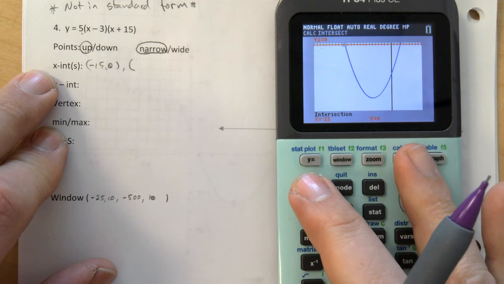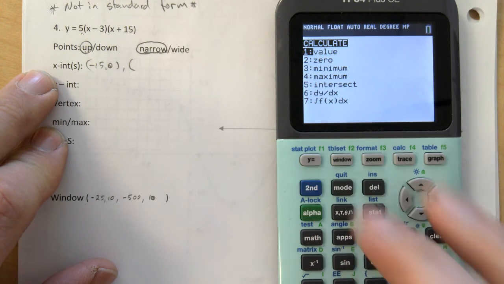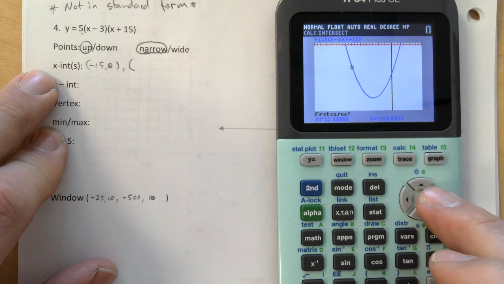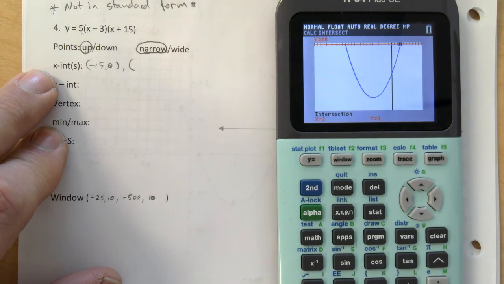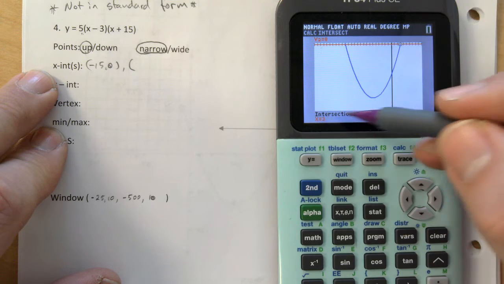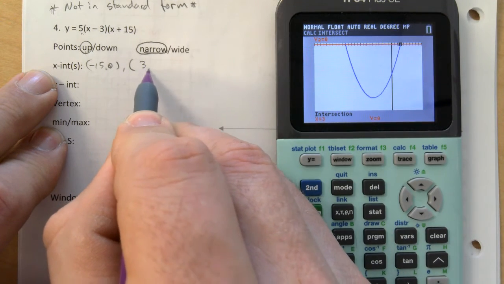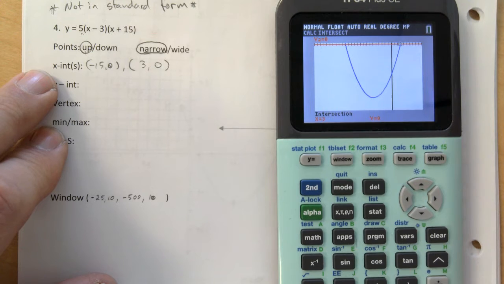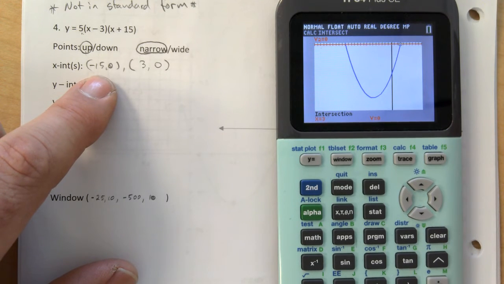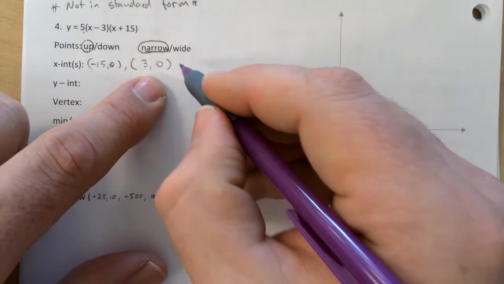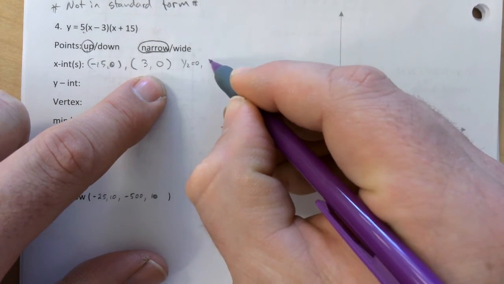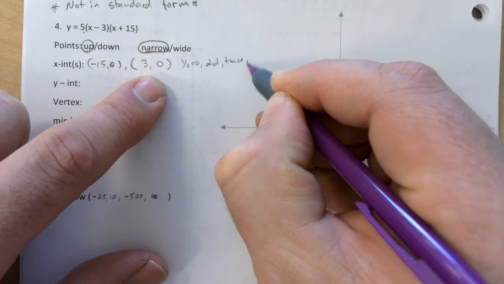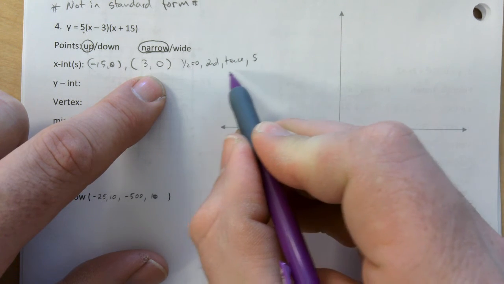And then again, second trace 5. I'm going to go over to the other side. Enter, enter, enter. That is 3, 0. And I'm going to write down the keystrokes. Y2 is equal to 0, second trace 5.